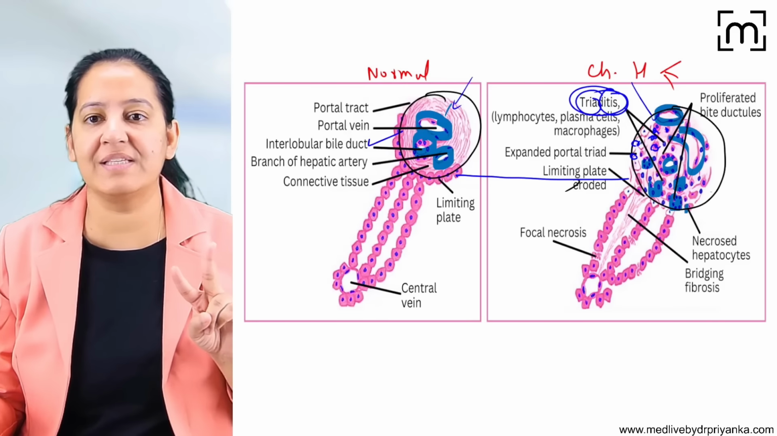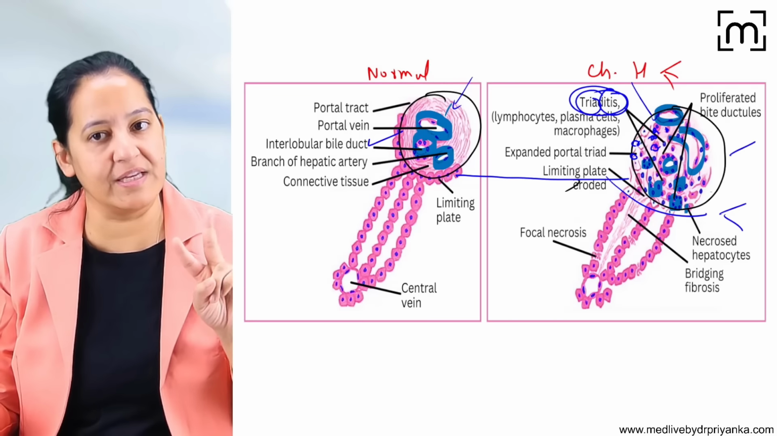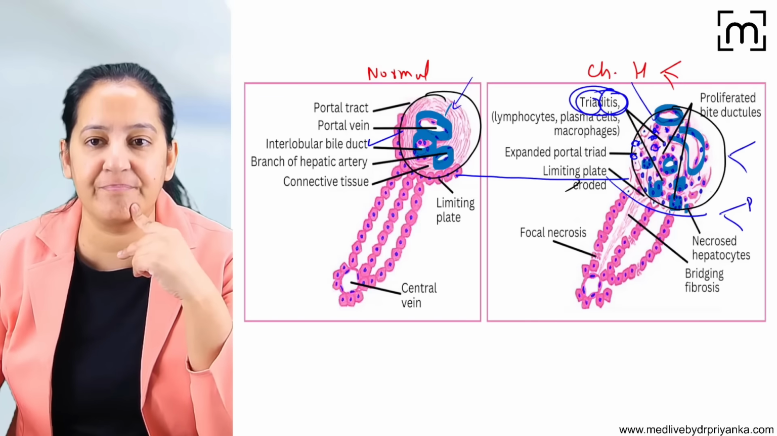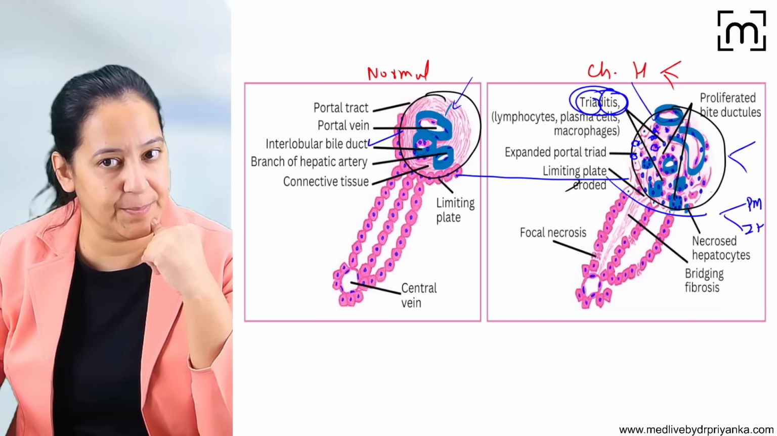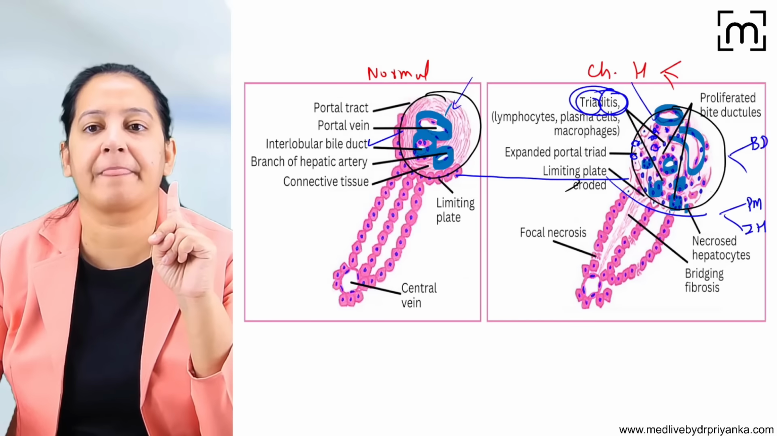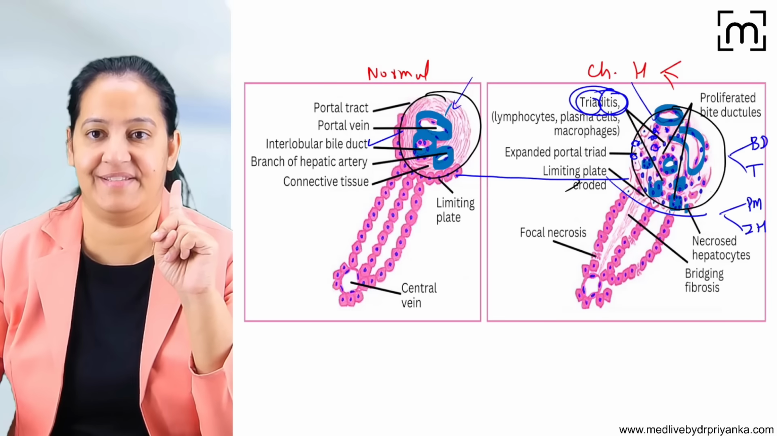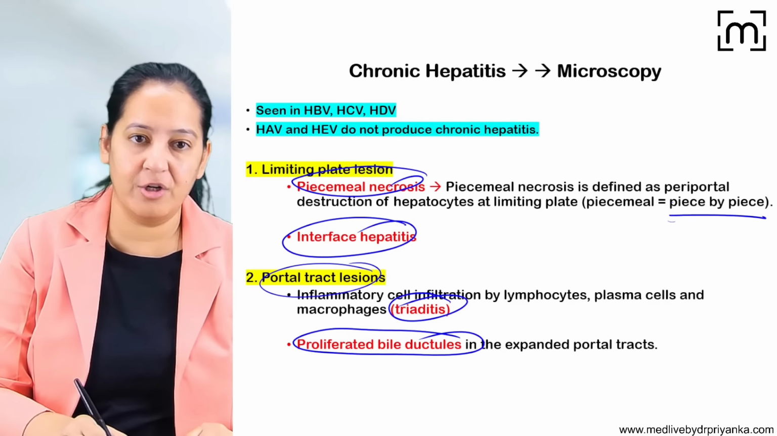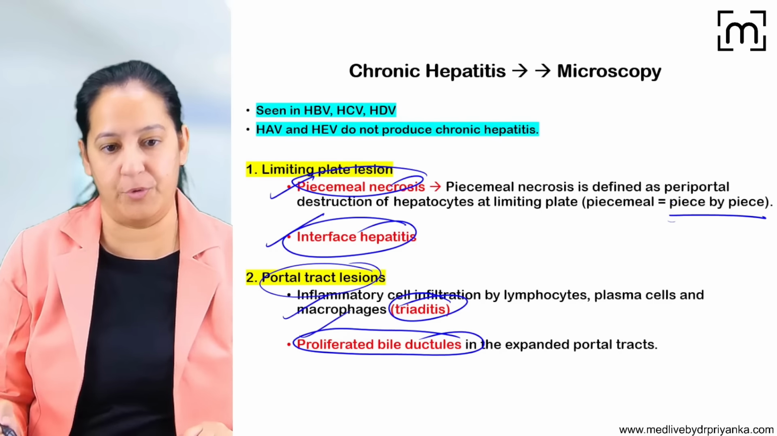So we found two things at the limiting plate and two things in the portal triad. What are the two things in the limiting plate? In the limiting plate, we have piecemeal necrosis and interface hepatitis. And what are the two things in the portal triad? Bile duct proliferation and triaditis. Inflammation in the portal triad is triaditis. So learn the catchy words. Learn two things in the limiting plate and two things in the portal triad.